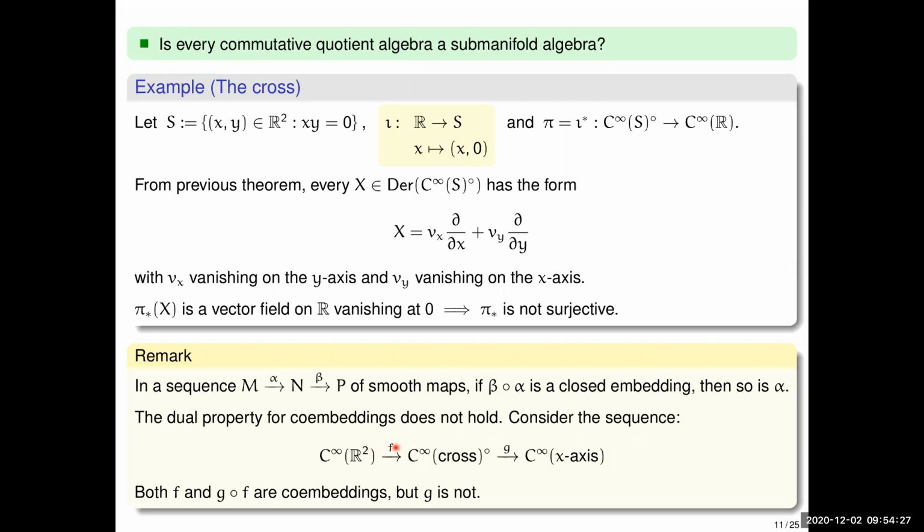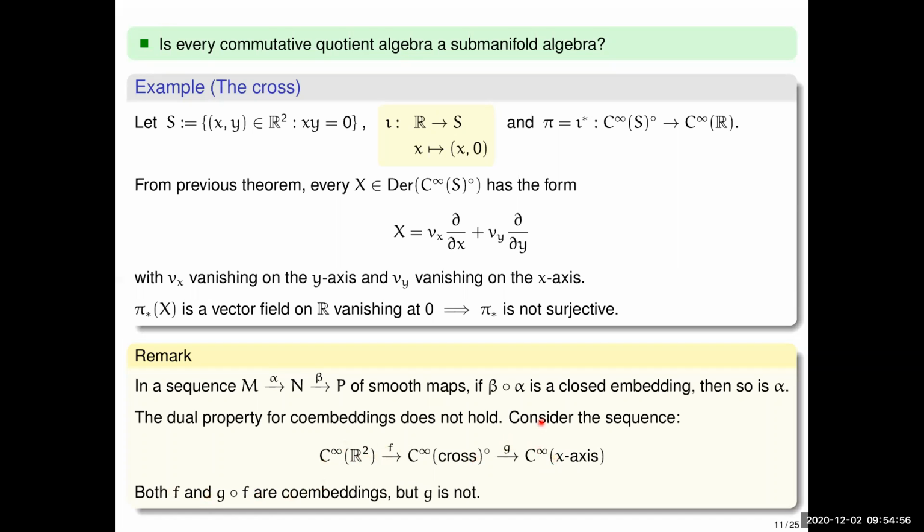Here I cannot use everywhere pi. So the first map is the restriction of functions on R2 to the cross. The second map is the restriction of functions on the cross to the horizontal axis. So we saw that F is a co-embedding. The composition also is a co-embedding because the horizontal line is an embedded submanifold of R2. Still, even if F and the composition are co-embeddings, G is not a co-embedding.